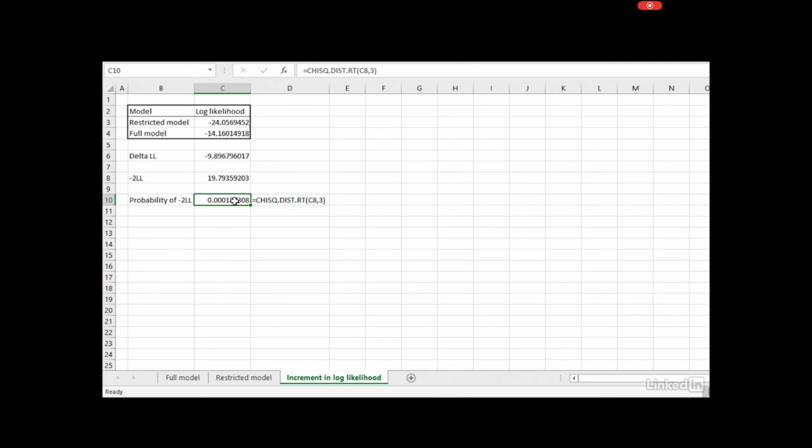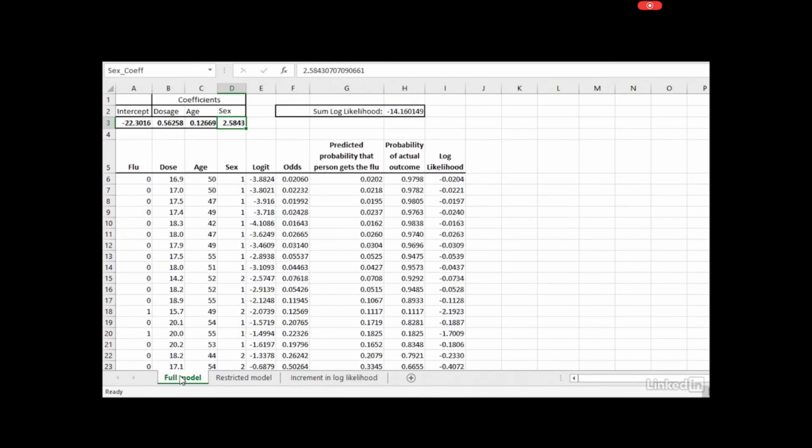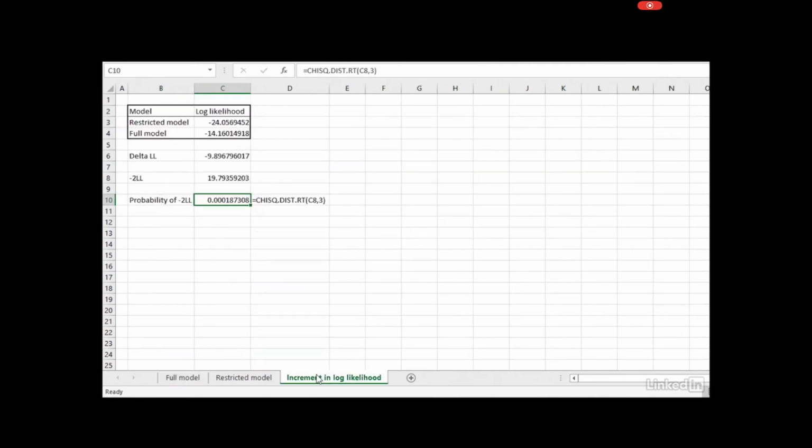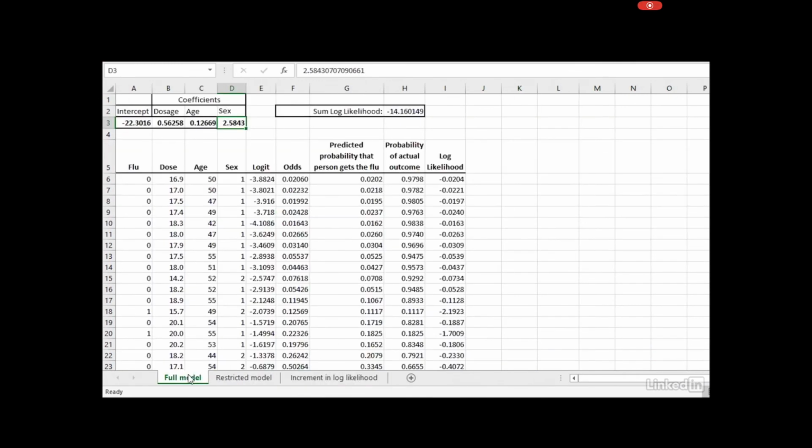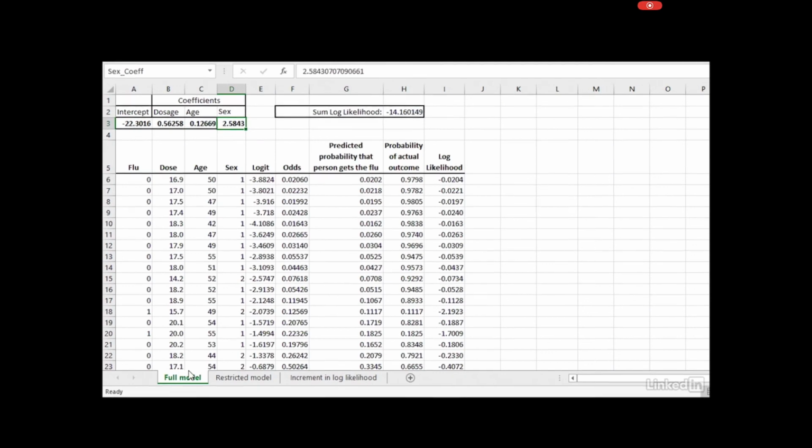We can either choose to believe that we got an extremely unlikely outcome just by chance, or we can come to the conclusion that the 3 variables that we used in the full model do in fact exert an effect on our ability to predict whether or not a person would get the flu. That's a much more likely outcome than 2 in 10,000. So we'll adopt the conclusion that the coefficients and the variables do in fact make a difference.